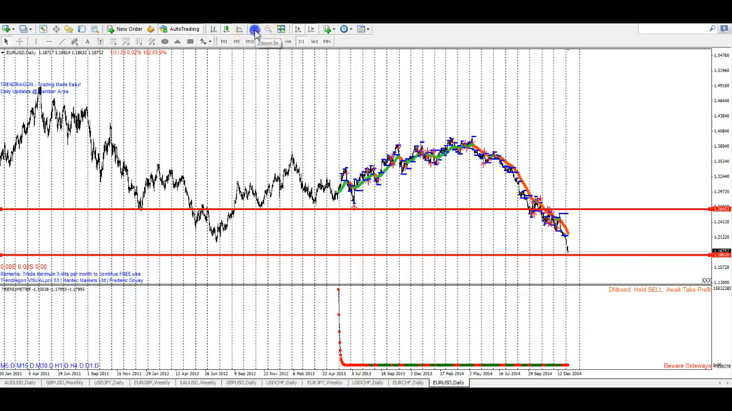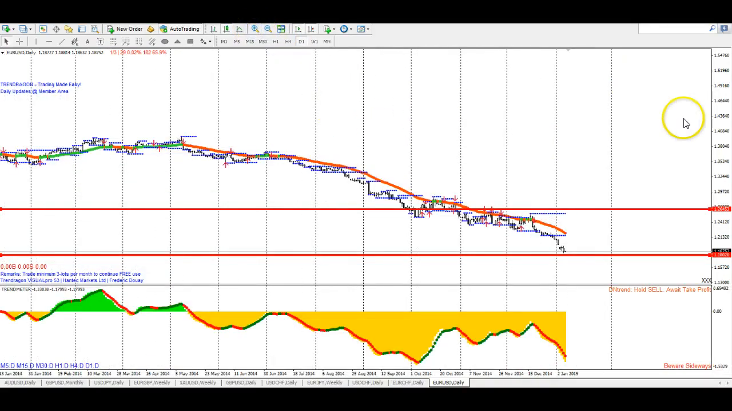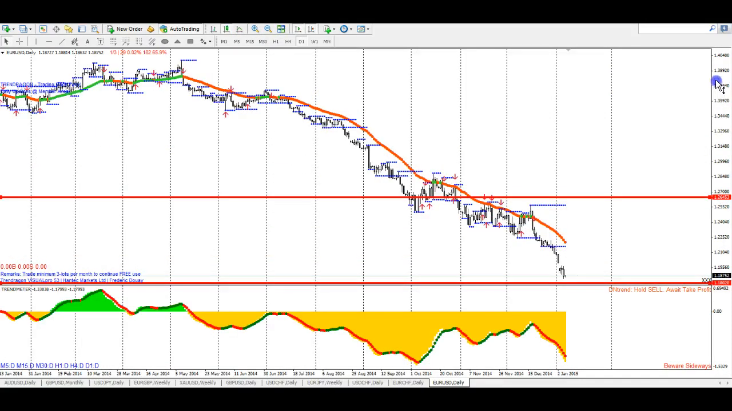So, different things that the chart can show us, which would maybe caution us on trying to go long too quickly.